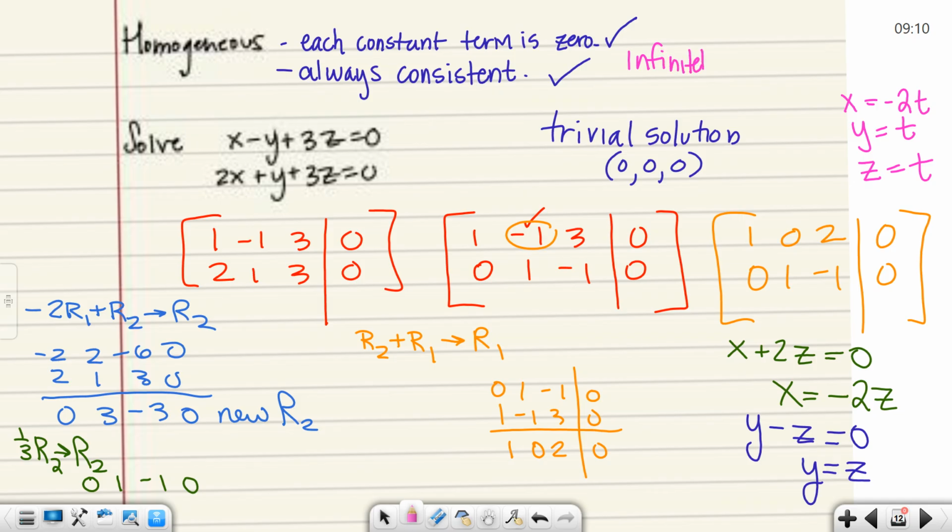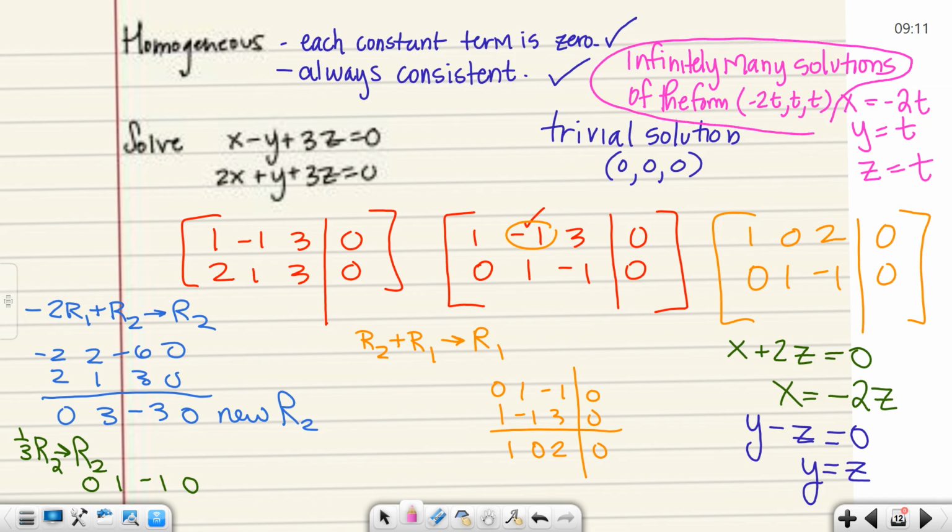infinitely many solutions of the form negative 2t, t, t. And that's how it would look. And that's how you would solve it out as a parameter.